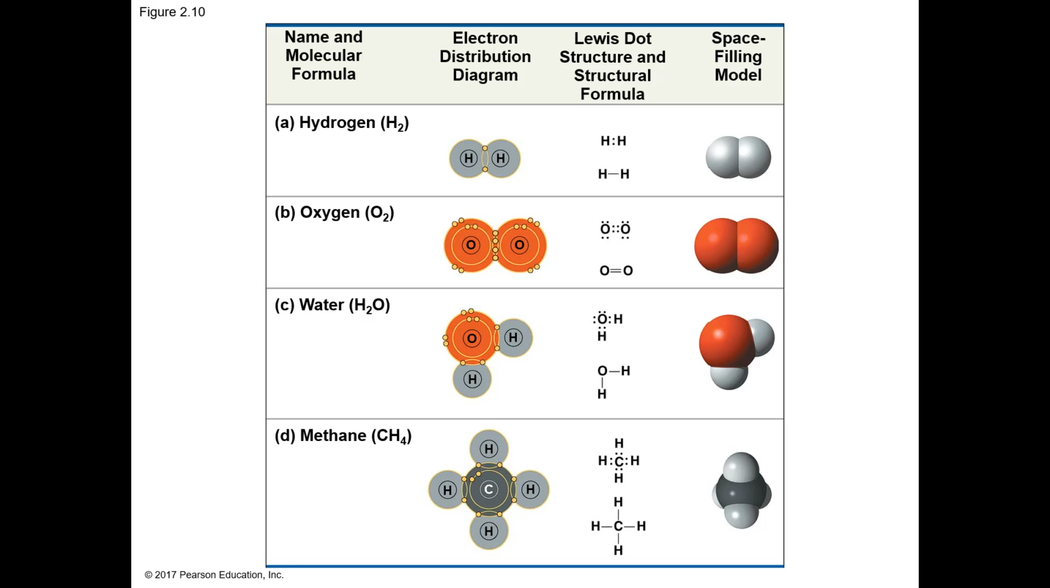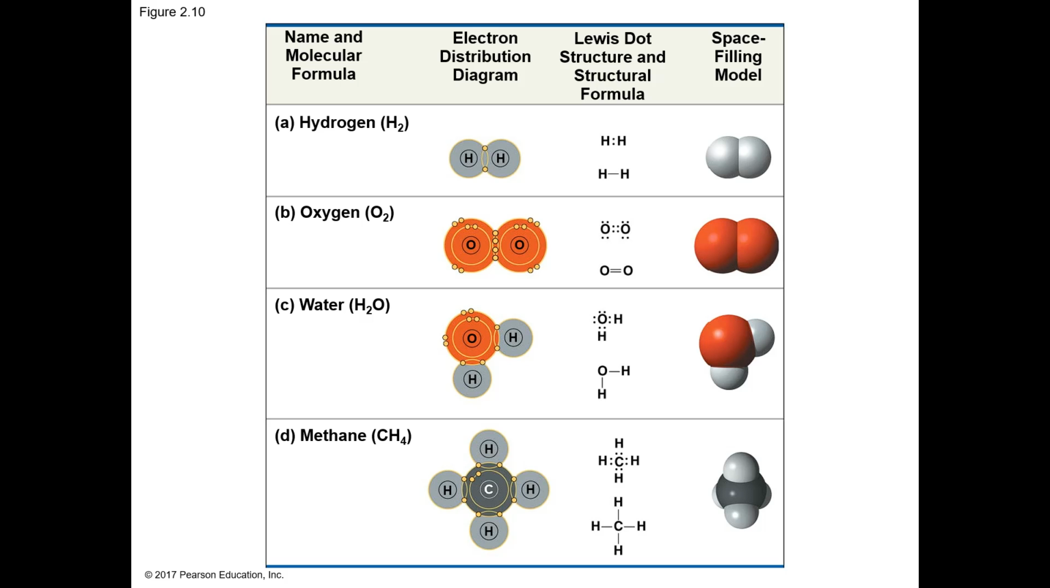Okay. In B, you have oxygen, O2. Here it's showing you that you have a double bond between the two oxygens. There's two pairs of electrons shared between the two, and so in the Lewis dot structure, you have two sets of dots between each of the oxygens, and you would represent that with a double bond or two dashes, or it looks like an equal sign between the two O's to indicate that there's a double bond between the two oxygens. And again, the space filling model would look very similar to hydrogen, but because oxygen is a larger atom, we depict the size just slightly bigger in the space filling model.